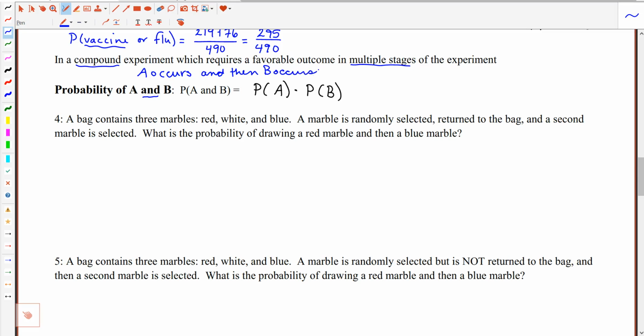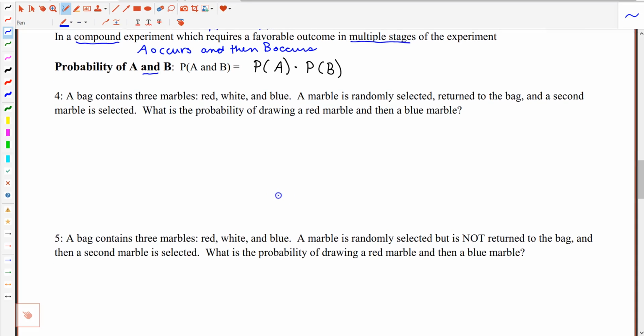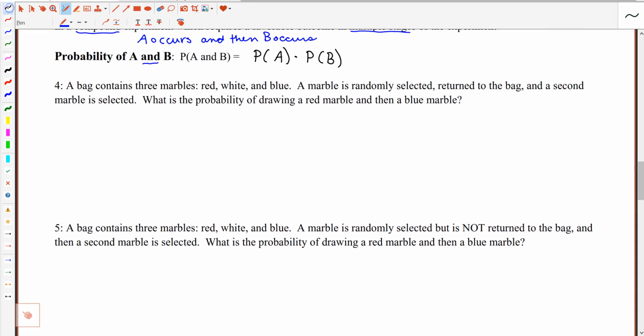Remember, there's more than one stage, there's more than one action. So what this is getting at is that event A will occur first, and then, in the second stage of the experiment, B will occur. So the probability that A occurs and then B occurs will be found by multiplying the probabilities for the individual stages. Let's see this in action so we can get an idea of what's going on here.